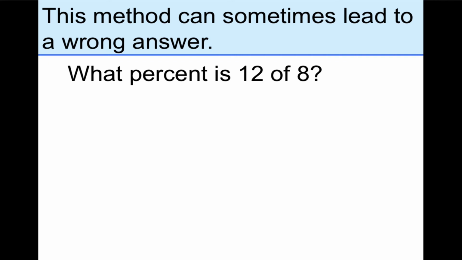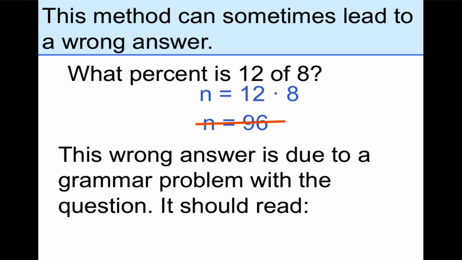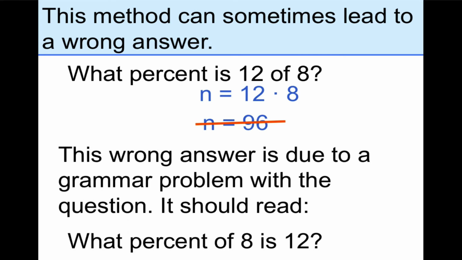This method can sometimes lead to a wrong answer. For example, what percent is 12 of 8? It's actually bad grammar. So if we did it this way, we'd have n equals 12 times 8, or 96, which is not correct, because 12 is not 96% of 8, right? It's more than 8. It's more than 100%. It just doesn't make sense. So the wrong answer is due to a grammar problem. The question really should read, what percent of 8 is 12?